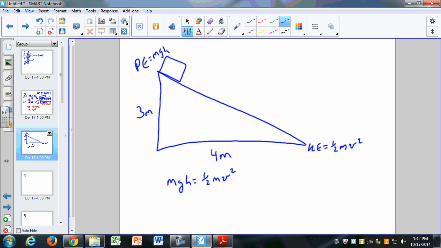All right, the m's cancel. 10 times 3 equals 1/2 v squared. So v is equal to the square root of 60, which is like 7 point something. All right, that's 8 actually. Fair enough, 8. However, let's say that I have a frictional force, Fk, equal to 1 Newton.